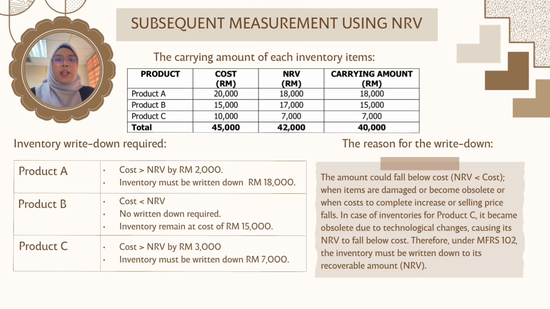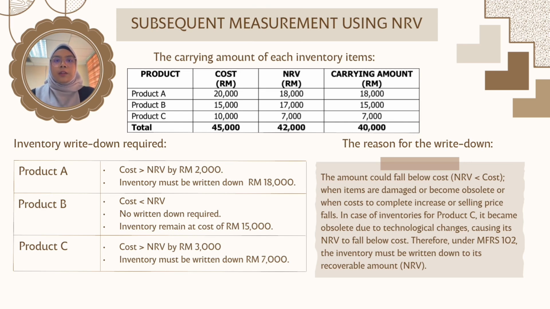Meanwhile, product B has a cost of 15,000 ringgit and an NRV of 70,000 ringgit. Since the cost is lower, no write-down is needed. The carrying amount remains at 15,000 ringgit. Lastly, product C has a cost of 10,000 ringgit and an NRV of 7,000 ringgit. Since the NRV is lower, the carrying amount becomes 7,000 ringgit, resulting in a write-down of 3,000 ringgit. Therefore, the total inventory carrying amount is 40,000 ringgit.